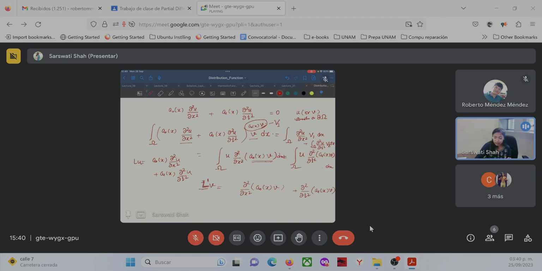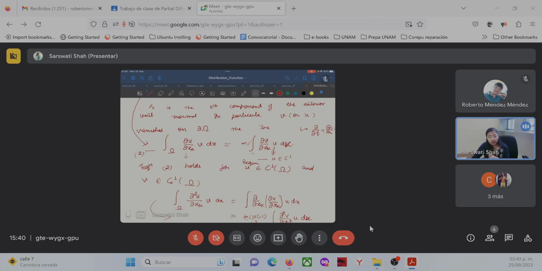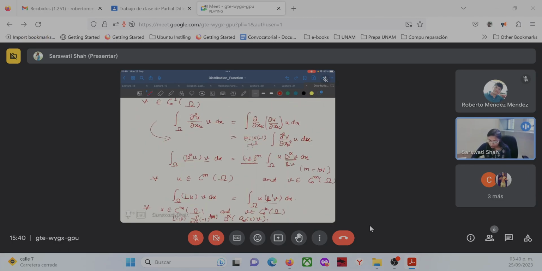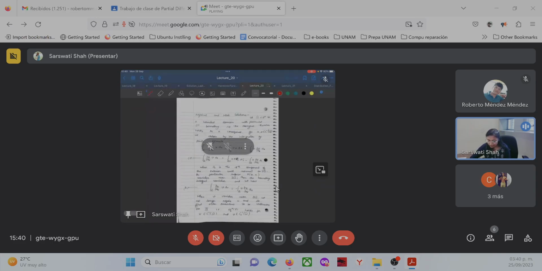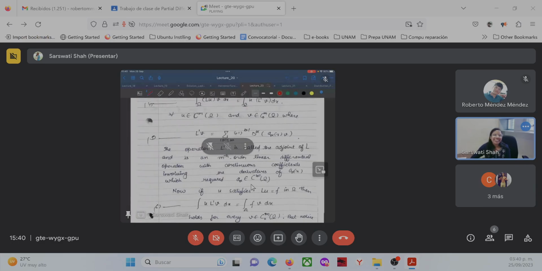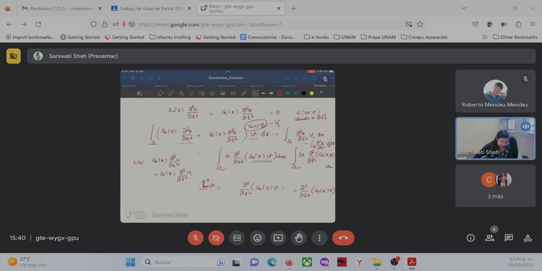However, if it was a first order derivative, then a minus sign would appear according to this transformation of the derivative onto the second function. So the L dash operator is defined as the summation over modulus of alpha less than or equal to m of minus 1 to the power modulus of alpha, D alpha of a alpha times v. I have written it in a very clear way here. Here in the class I am writing it as L dash v equals this operator.